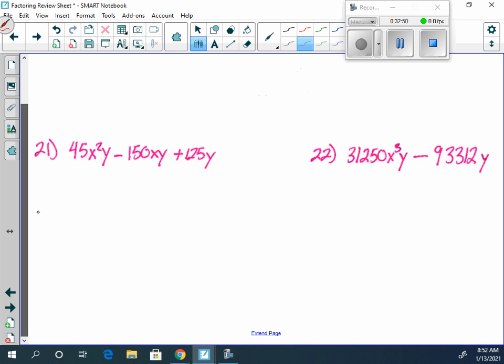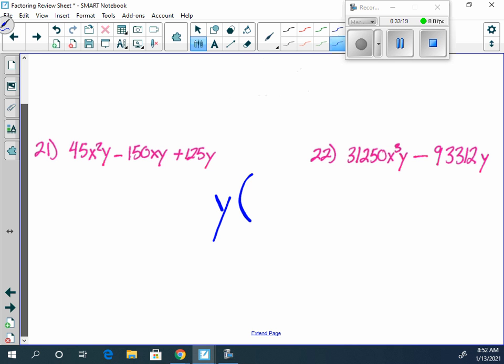This here is going to be the difference of perfect cubes. Now, looking at this, there is a greatest common factor, because we have to factor out at least y, because there's a common term of y in both. And I can't remember if we can take the cube root of either one of these numbers. 31250. Nope.